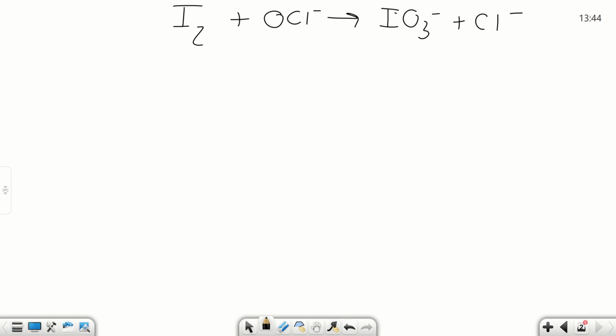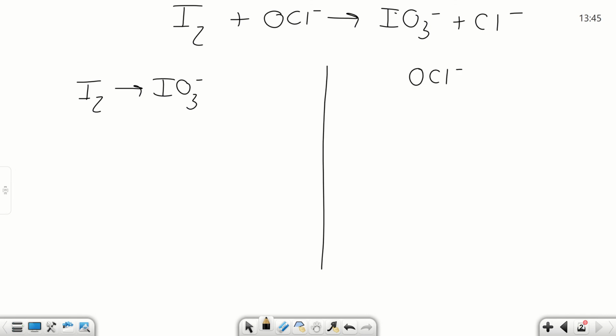So we got to do our two half reactions. We got I2. I'm going to try to put this on two sides, see if I can fit it all. Sorry. I2 yields IO3. Step number 1, write our two half reactions. OCl minus yields Cl minus. I can do this. Okay, see, I'm already getting intimidated.